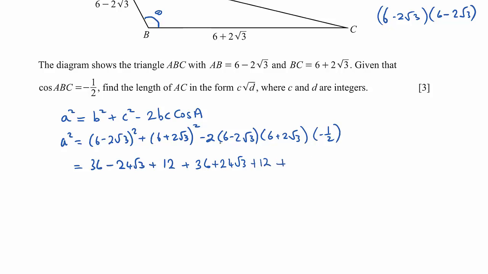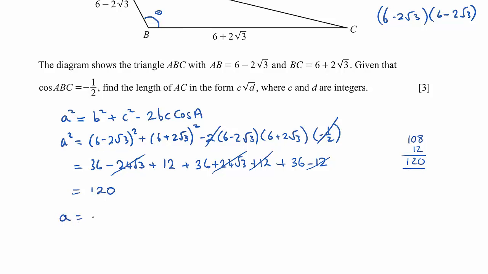And then plus, because this 2 and the negative half cancel out, and difference of 2 squares, so that's just going to be 36, take away 12. Okay, so the 24 root 3's cancel like so, and this 12 will cancel with one of those 12s. So we've got 36, add 36, add 36, so that altogether is 108, and add 12, which gives us 120.